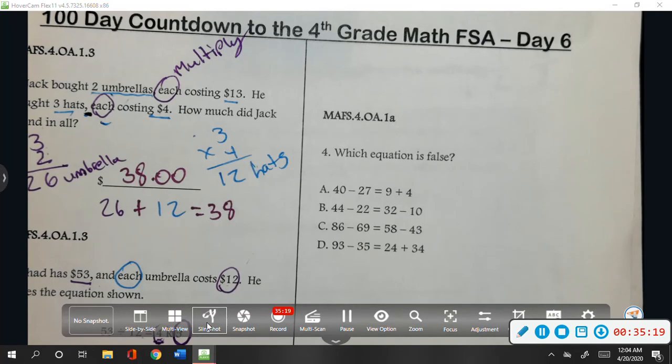Ouch. Hang on. I think something just froze. Did it freeze? No. Okay. I had to wiggle it around for a second.